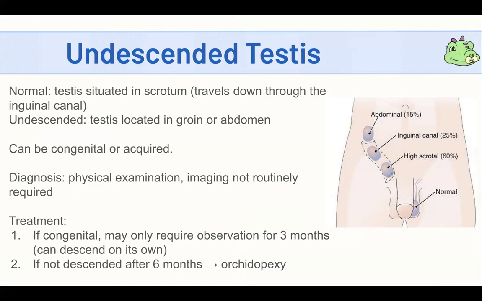Diagnosis is mostly through physical examination, and imaging is not routinely required. So if it's congenital, they might only require observation for 3 months because it can descend on its own. But if it doesn't descend after about 6 months, then you would do surgery, which is something called the orchidopexy.